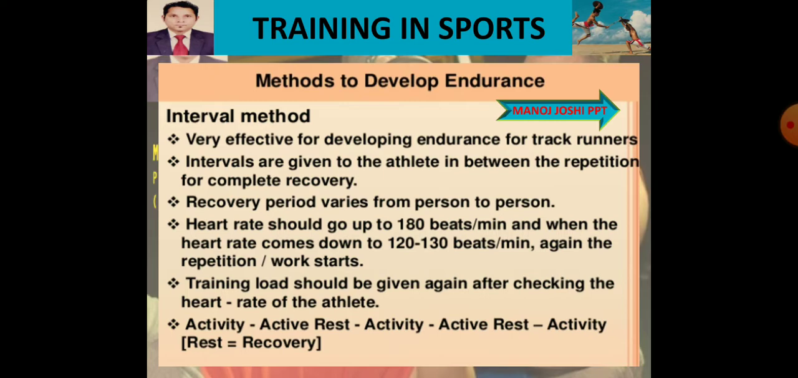So the limit is the heart rate, that is 180 maximum. Training load should be given again after checking the heart rate of the athlete. Activity is done in the form of active rest. Activity should be there, then active rest. Active rest means, can you understand active rest means? During the rest we are not taking complete rest. During rest we are doing cooling down activities or slowing down the activities.